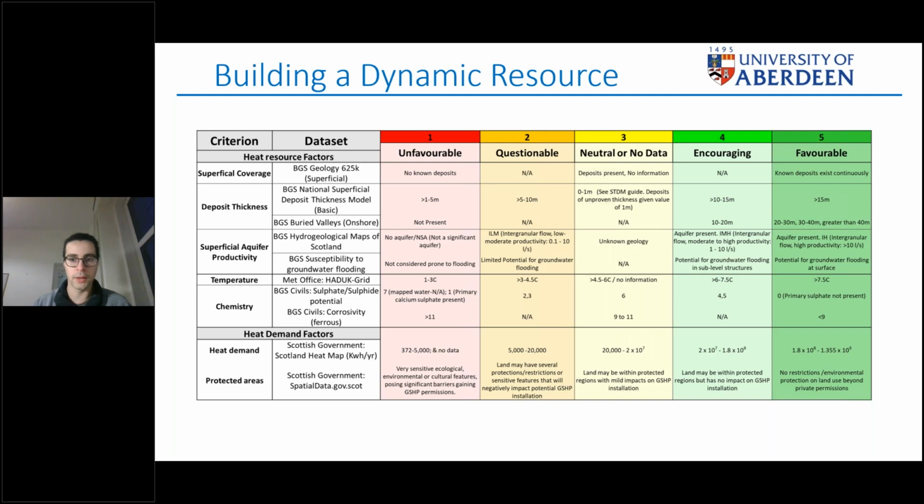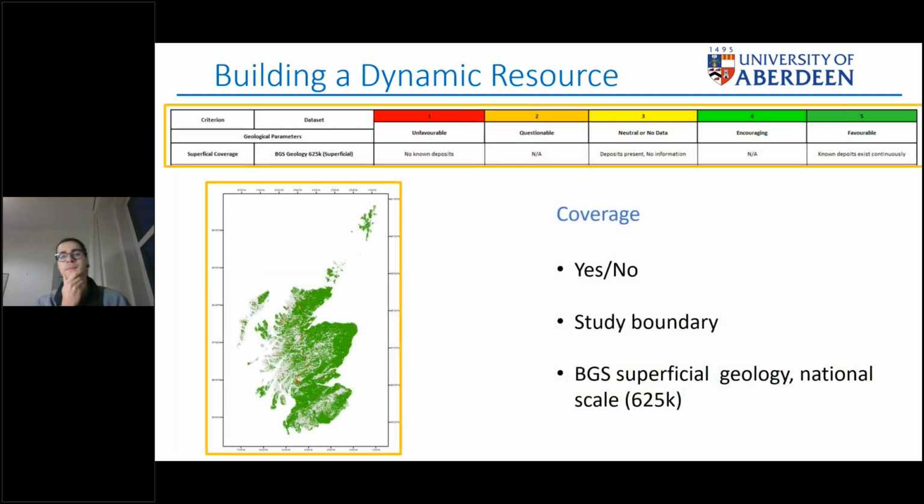So if we then go through the different criteria, the first one is the coverage of superficial deposits. This is quite an easy one. It's more of a yes/no. Are superficials there? Yes, then you can go and look further in. If they're not, then there's no point because they're not there. This is interesting as well because it therefore creates the study boundary, because you can't look at geothermal resources in superficial deposits where there are no superficials. So that's what these grayed out areas are on the map.